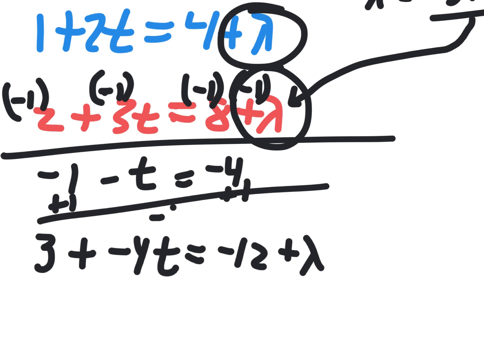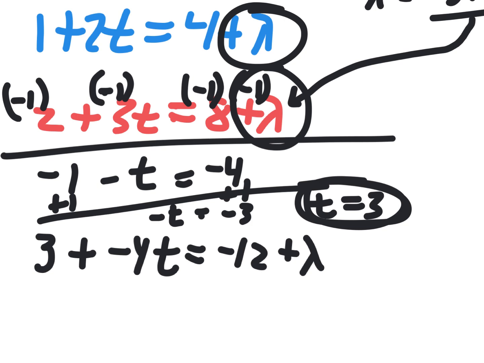And now I have negative t equals negative 3, so t equals 3. And my suspicion is that since you guys have gotten good at this, I probably would do the most complicated kind, which is a collision at t equals 3.